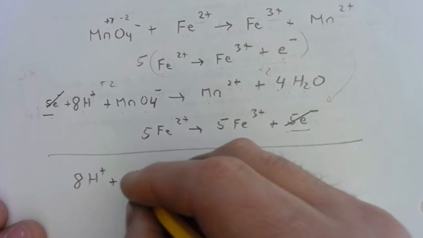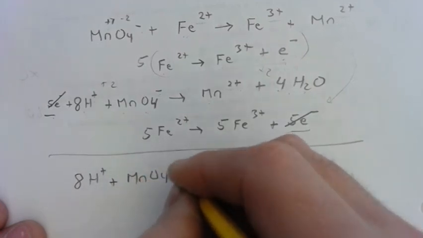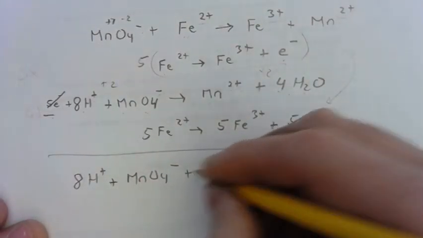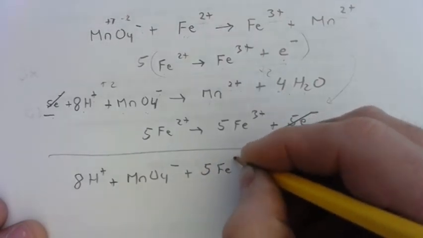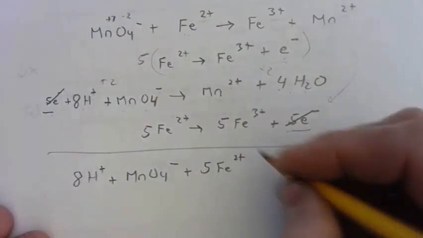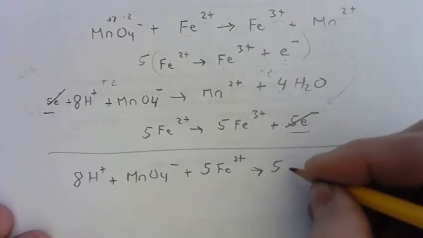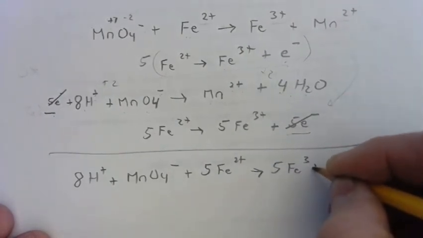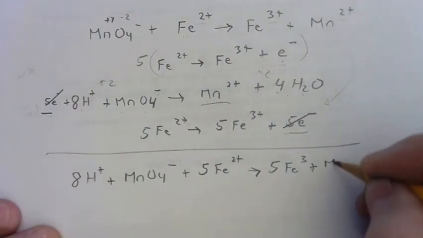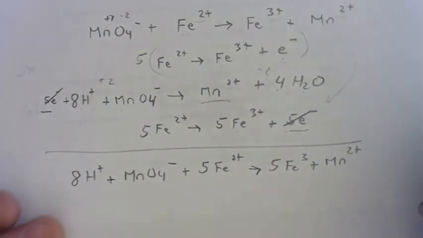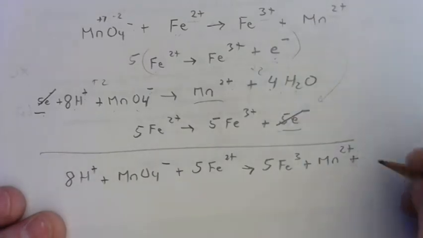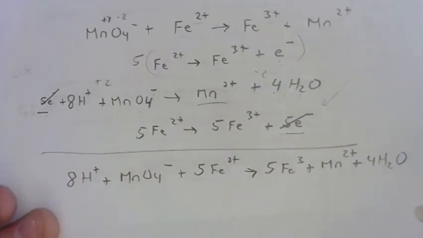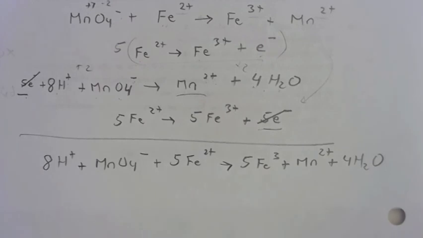hydrogens plus the permanganate plus 5 Fe2+ will react to form 5 Fe3+ plus manganese 2+ plus the 4 waters. And that is the balanced chemical equation for a balanced redox reaction using the half reaction method.